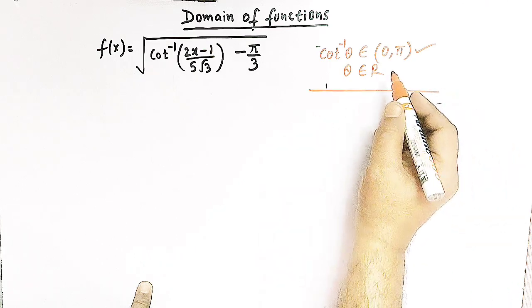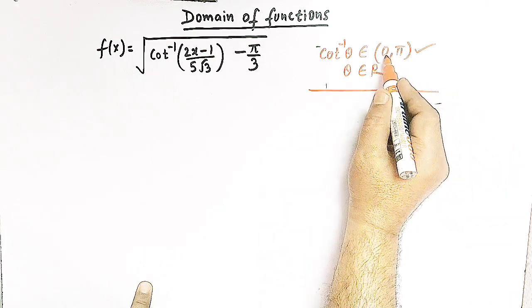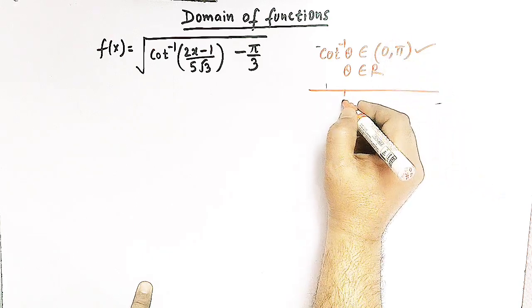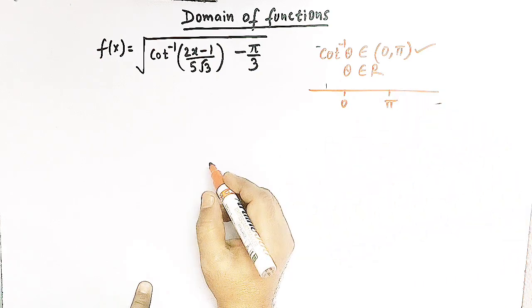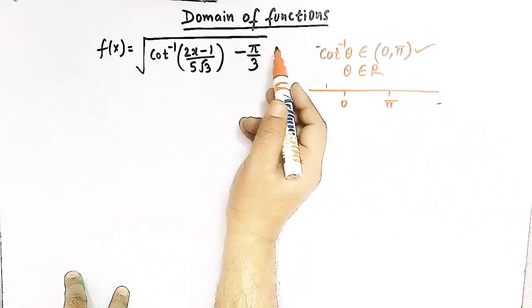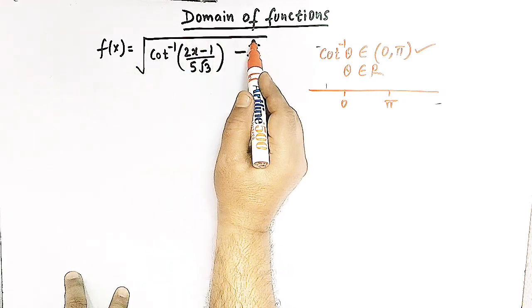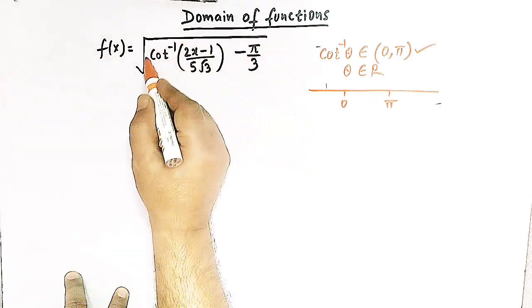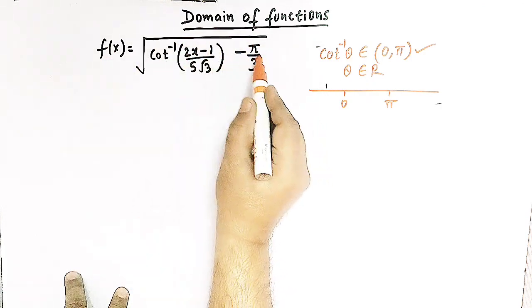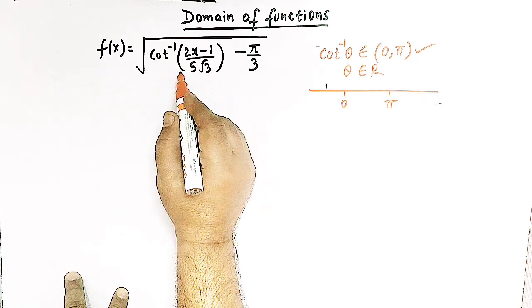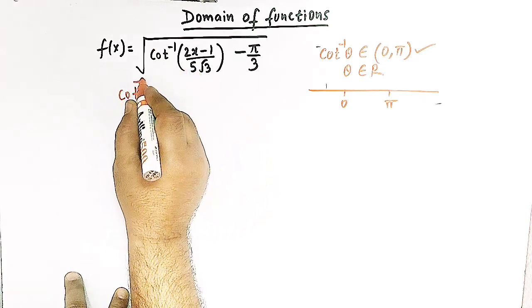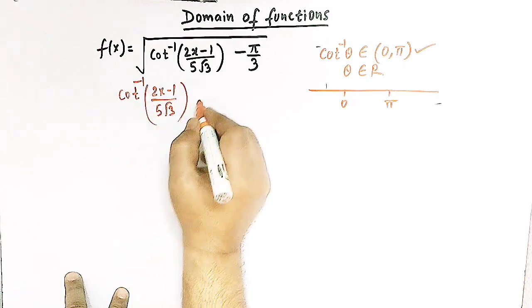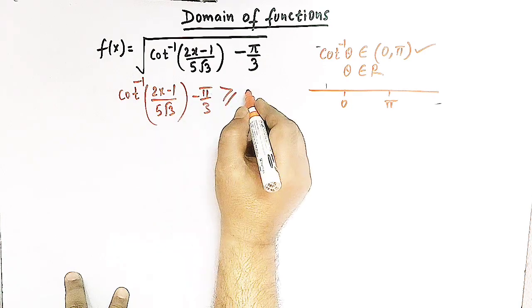So here we have the real number line, and here we have 0 to pi, and this is an open interval. So here we have 0 and here we have pi, right? Okay, so now see, here we have a square root function. So the first condition to get the domain of this function is that this entire term which is inside the square root function should be greater than or equal to 0. So we must have cot inverse of (2x minus 1) divided by 5 root 3, minus pi by 3, greater than or equal to 0.